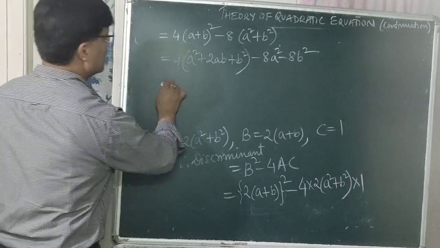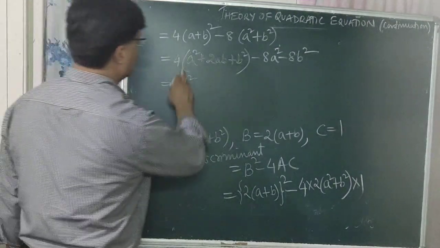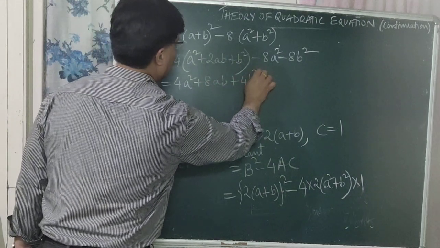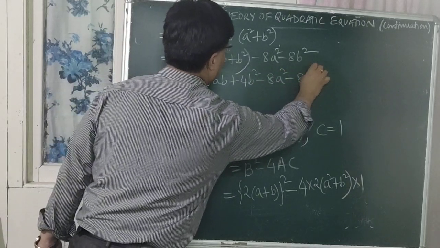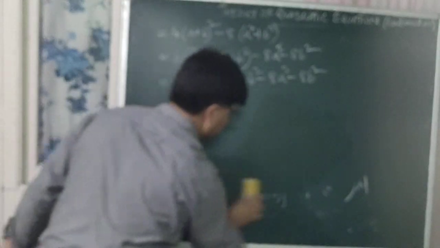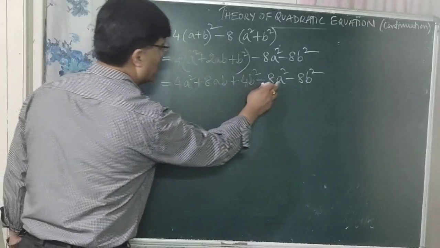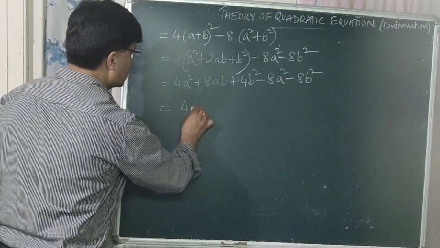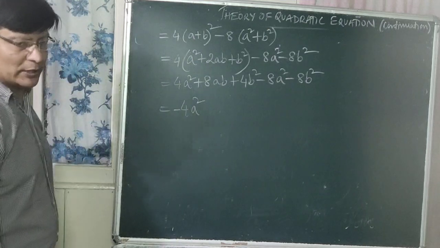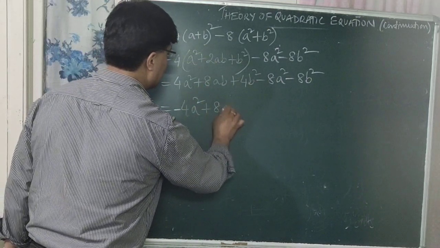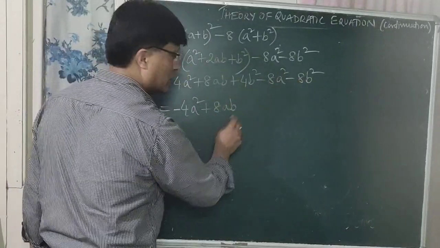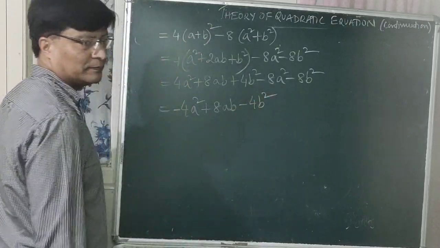Is that clear? Now let us simplify it. 4a square plus 8ab plus 4b square minus 8a square minus 8b square. Now here similar terms can be simplified. Minus 8a square plus 4a square. These are similar terms but they are of opposite sign. You can subtract it, but you have to write down the sign of the greater number, minus 4a square. Then comes plus 8ab, the only term there. Then minus 8b square plus 4b square, so it is minus 4b square.